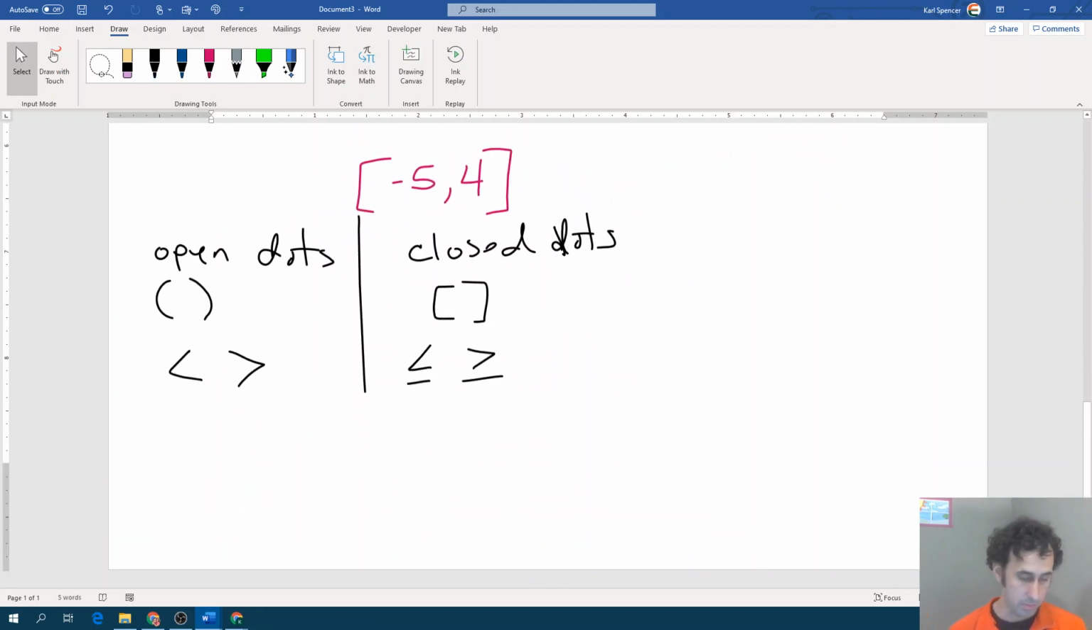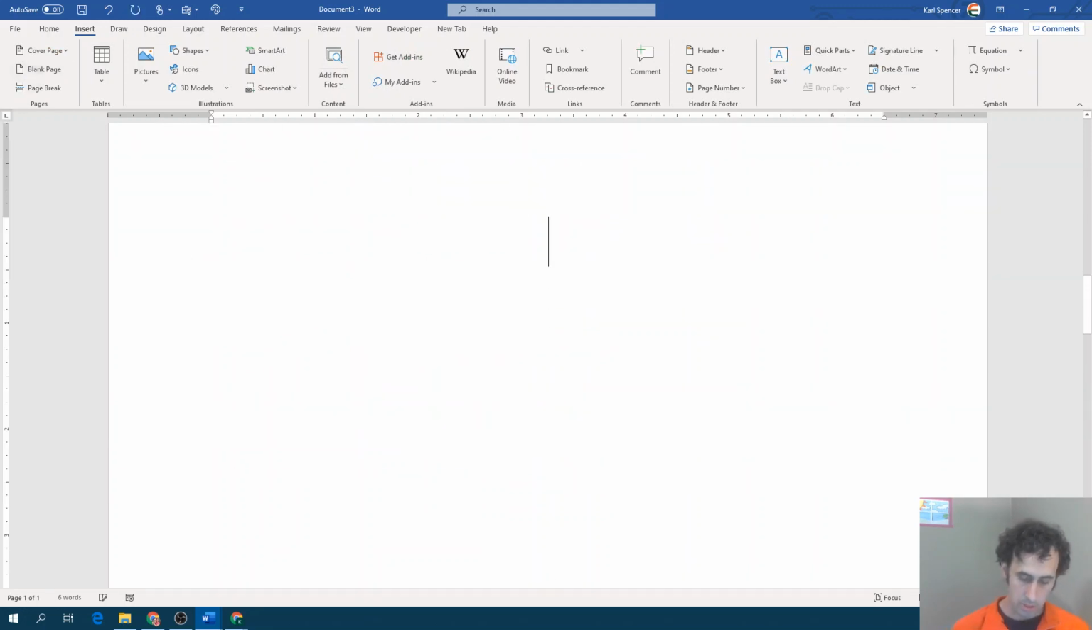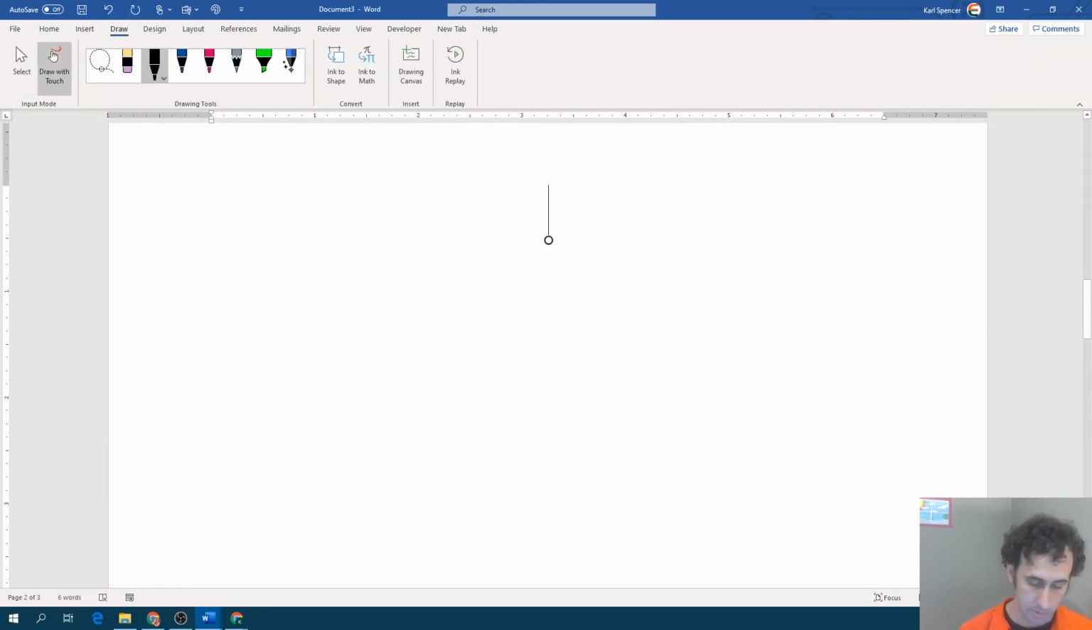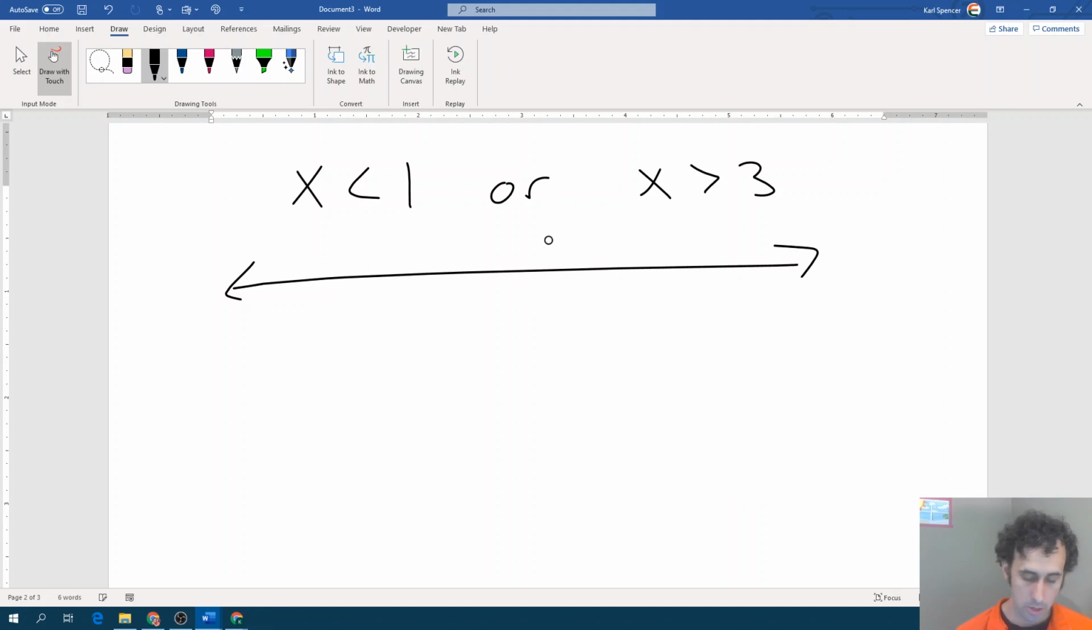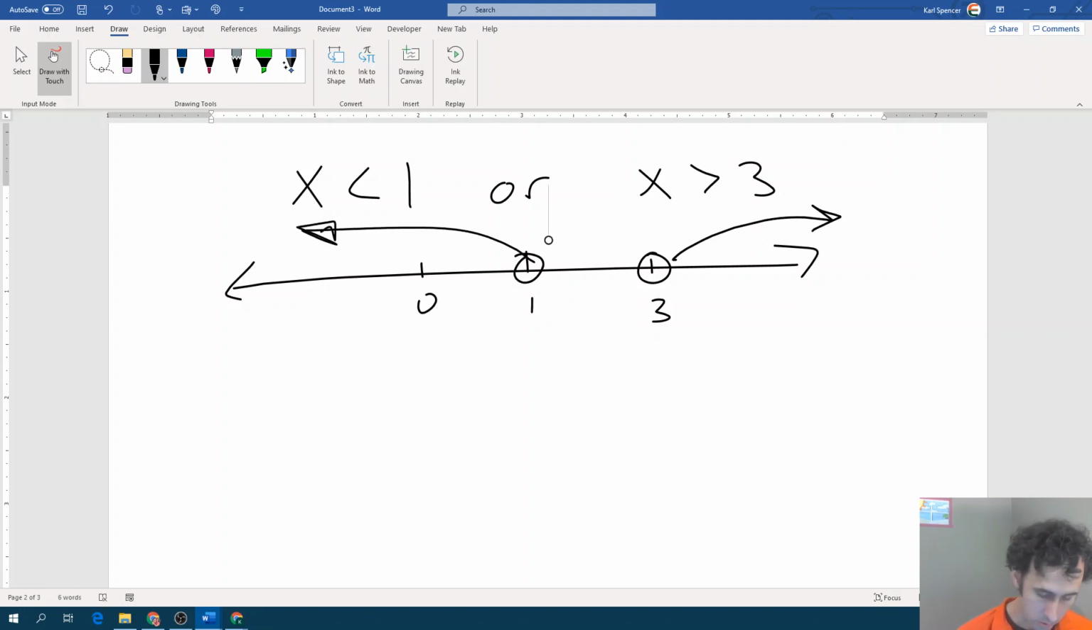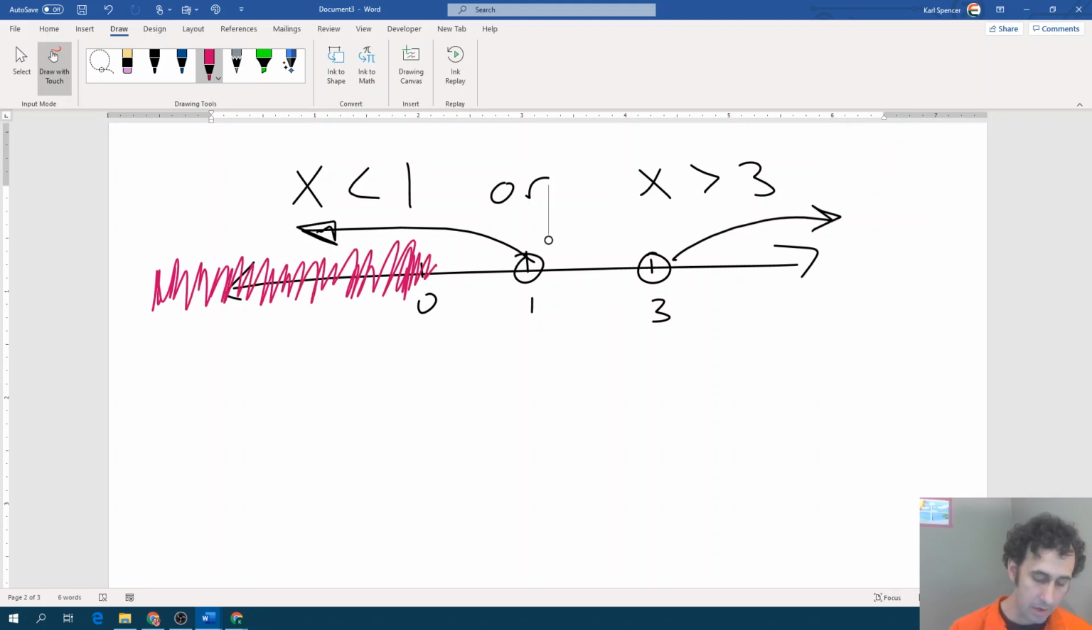So again, let's do one more example of this. If I said I have x is less than 1 or x is greater than 3, let's call this an OR. Again, on a number line, 1, 3, greater than 3, less than 1. So you have to consider what numbers actually work here. If you're thinking of all the numbers, you're looking at all these numbers down here, from negative infinity to negative 100 to negative 10 to negative 1 to 0, all the way up to 1. All of those numbers work.